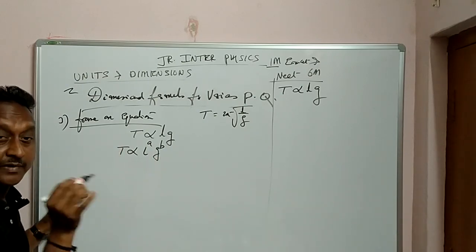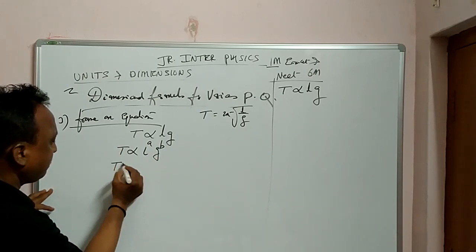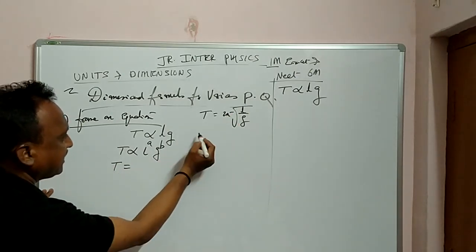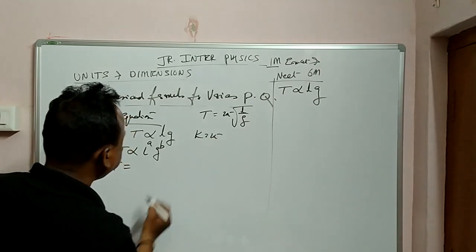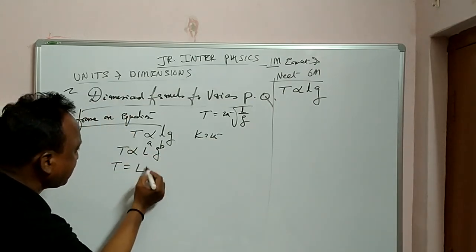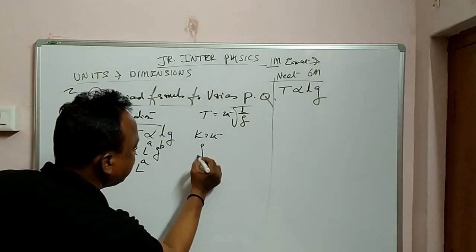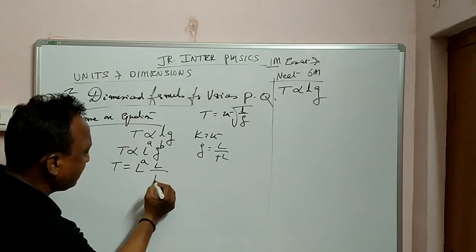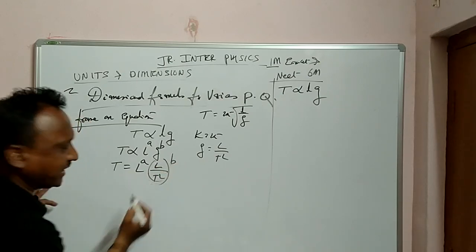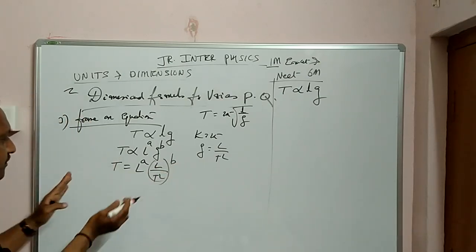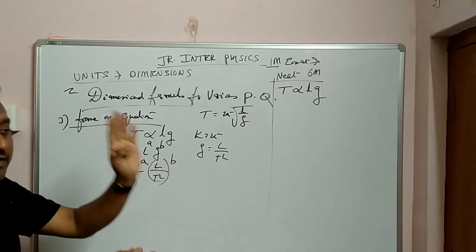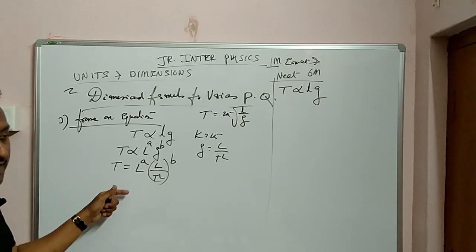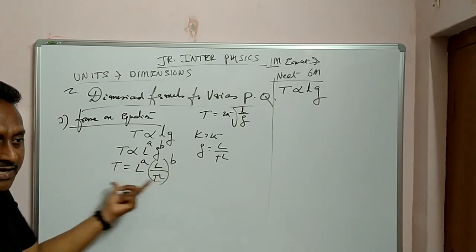Now write the third step, dimensional formulas for the physical quantities. Remove the proportionality because anyway you will get a constant value, that is k is 2 pi. Now L is length, dimension formula L to the power of a. g means nothing but acceleration due to gravity, that is L by T square. So L by T square to the power of b. This is the third step. Now the fourth step, you see how many physical quantities are there on the right side and left side. If anything is absent on the left side, create a physical quantity which is absent on the left side.